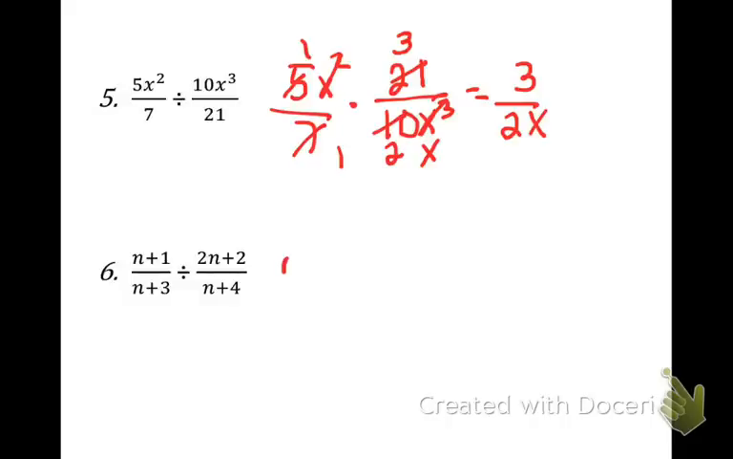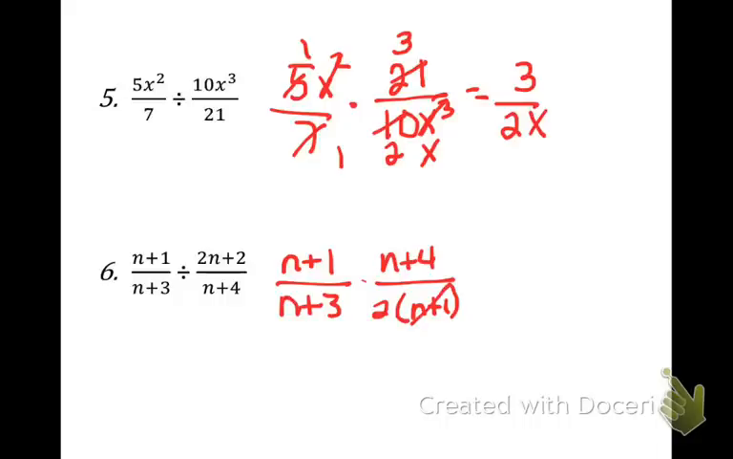Again, in this one, n plus 1, n plus 3, times n plus 4, and while I'm writing this one, I think I'm going to go ahead and factor it. Factor a 2 out, I'm left with n plus 1. So the n plus 1's cancel. I have n plus 4, 2 times the quantity n plus 3. And that would be my answer because nothing else can cancel there.